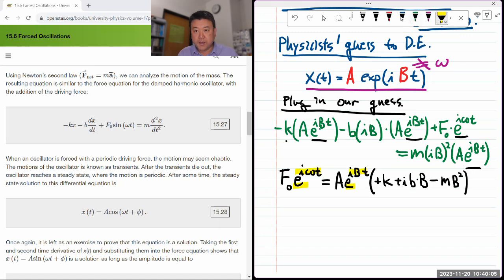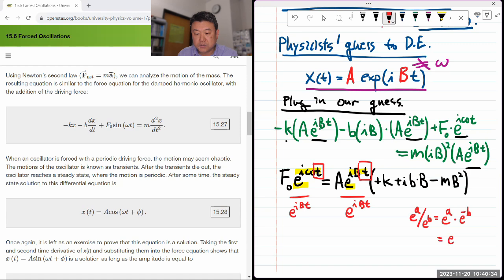Let me do one more step of simplification, because I can see that these two terms are similar in one way. They both depend on time. So I think I can gain some insight by combining those two terms. I can do that by dividing both sides by e to the i b t. From the exponential algebra rules, if I have e to the a divided by e to the b, that's e to the a times e to the minus b, and that's e to the a minus b. So from that I can see that the left hand side here will become F naught times e to the i times omega minus capital B times t.